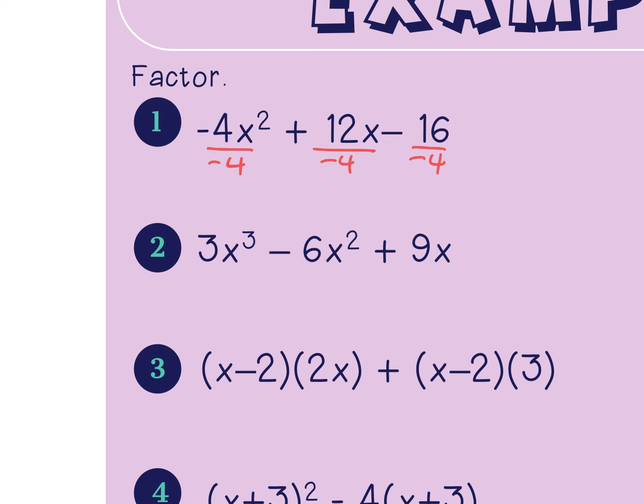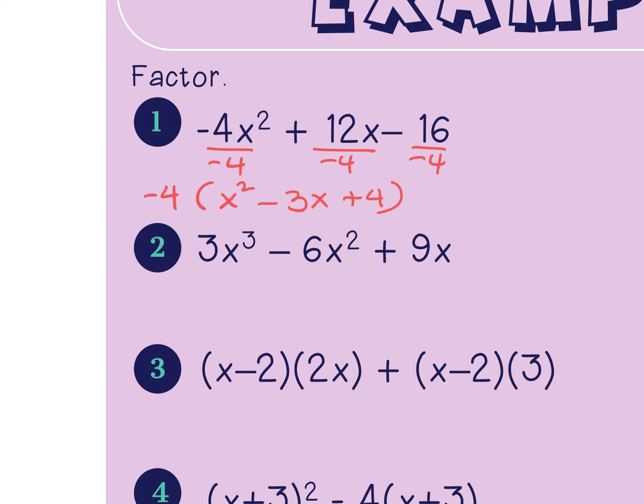So -4 divided by -4 is 1, so this is just x squared, and then positive 12x divided by -4 is going to be -3x, and then -16 divided by -4 is +4. You need to write the GCF in front of the answer of all that division. And that would be that trinomial with the GCF of -4 factored out. I'm going to look at the next one.